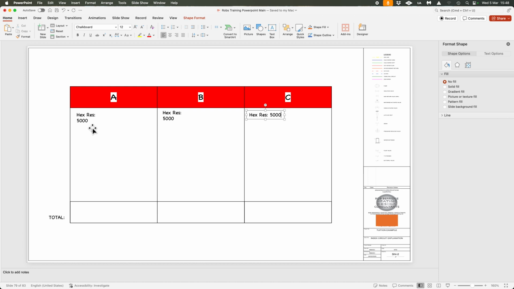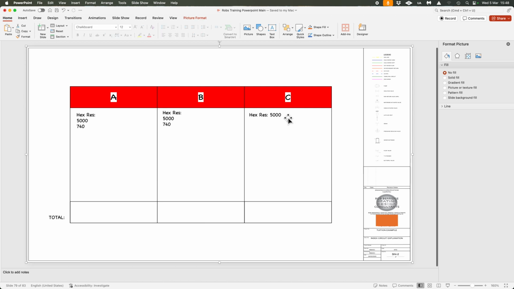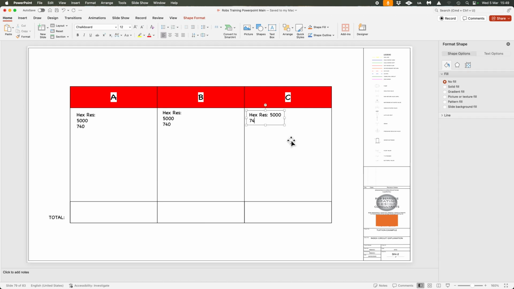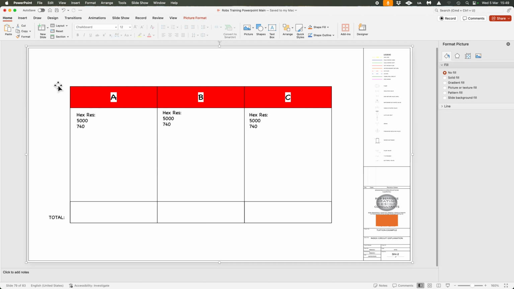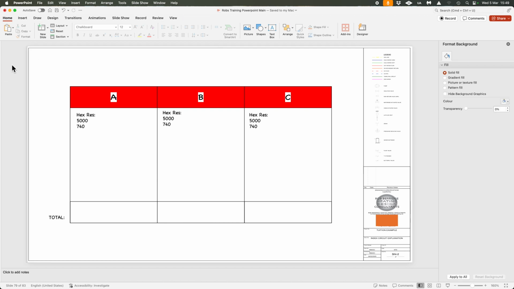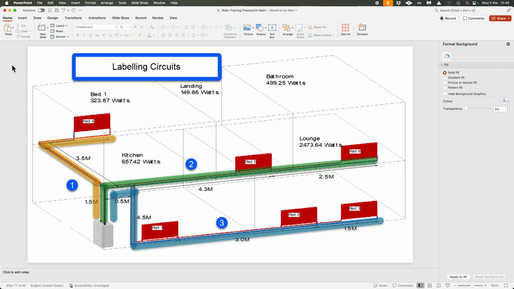But we now know as well that for this next bit, we've also got 740 pascals for section A. So we say 740 in there, but that's common to all three of these. So again, we've got 740 there. And again, we have 740 there. Okay, so that's our first part that we've done. So we go back to our next section, which is that section going out there.